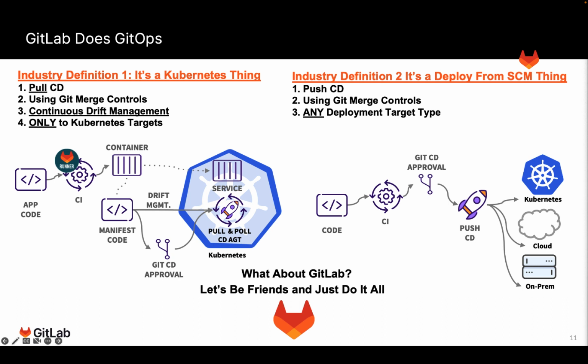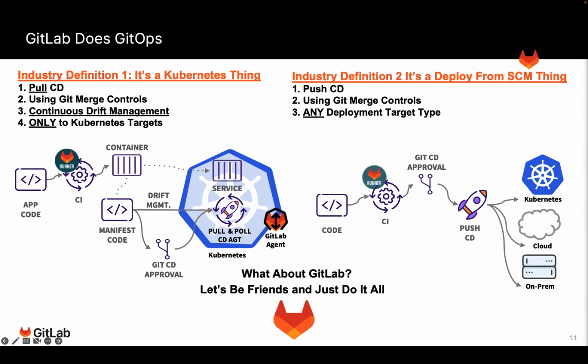So we use a runner for CI, and then we have the new GitLab agent, which runs inside the cluster. That GitLab agent is able to accomplish both pull CD as well as drift management. So it's able to give us all those services and provide us a very comparable solution for the Kubernetes definition.